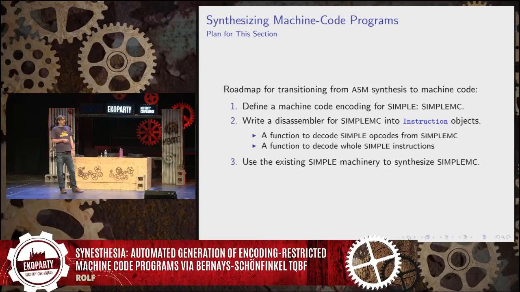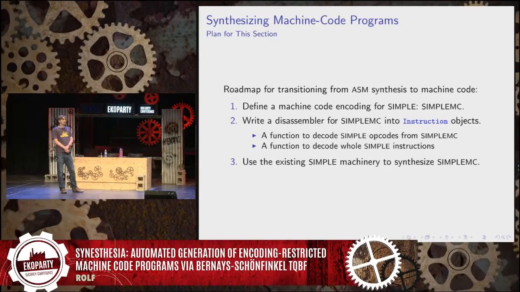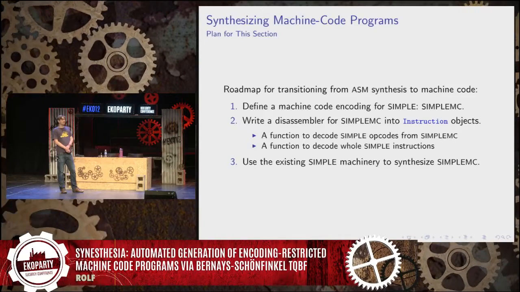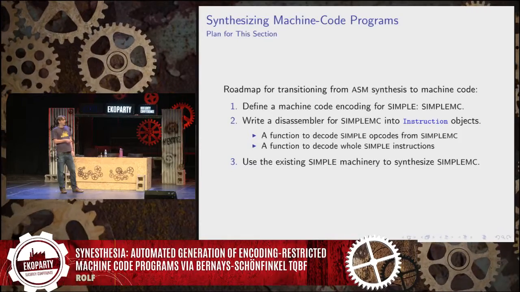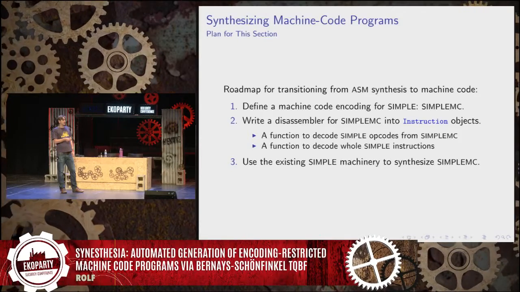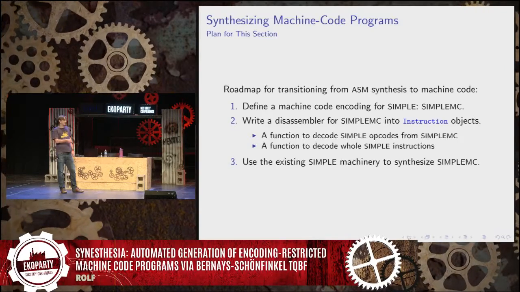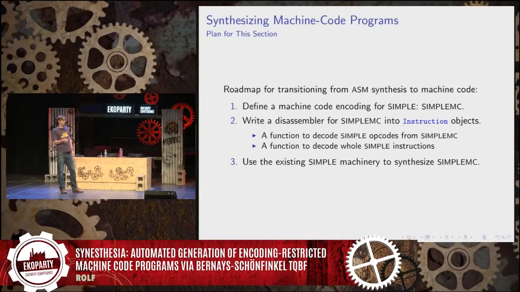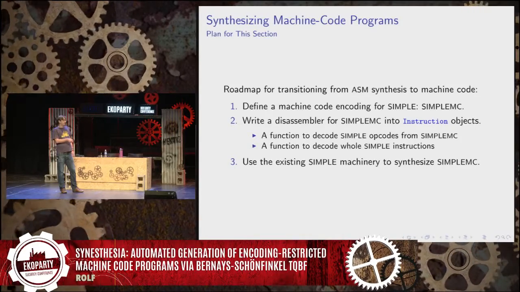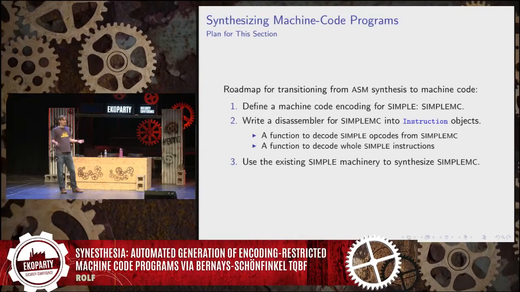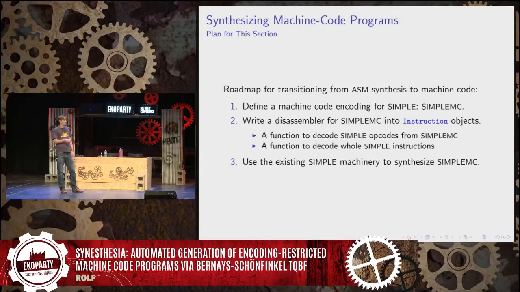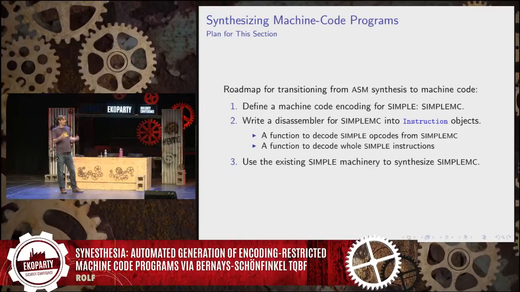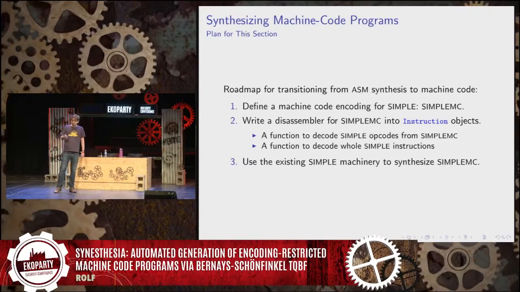So first thing we're going to do is define a machine code encoding for our language. Our assembly language is called simple. I'll just call the machine code simple MC, meaning simple machine code. Then I'm just going to write a disassembler from that encoding into simple instruction objects, and two functions for that. One function to decode opcodes, the other one to decode whole instructions. And then I'm done, because we just showed in the previous section how we can synthesize simple programs. So if I can just decode machine code bytes and say that they're simple instructions, now I can synthesize machine code programs.